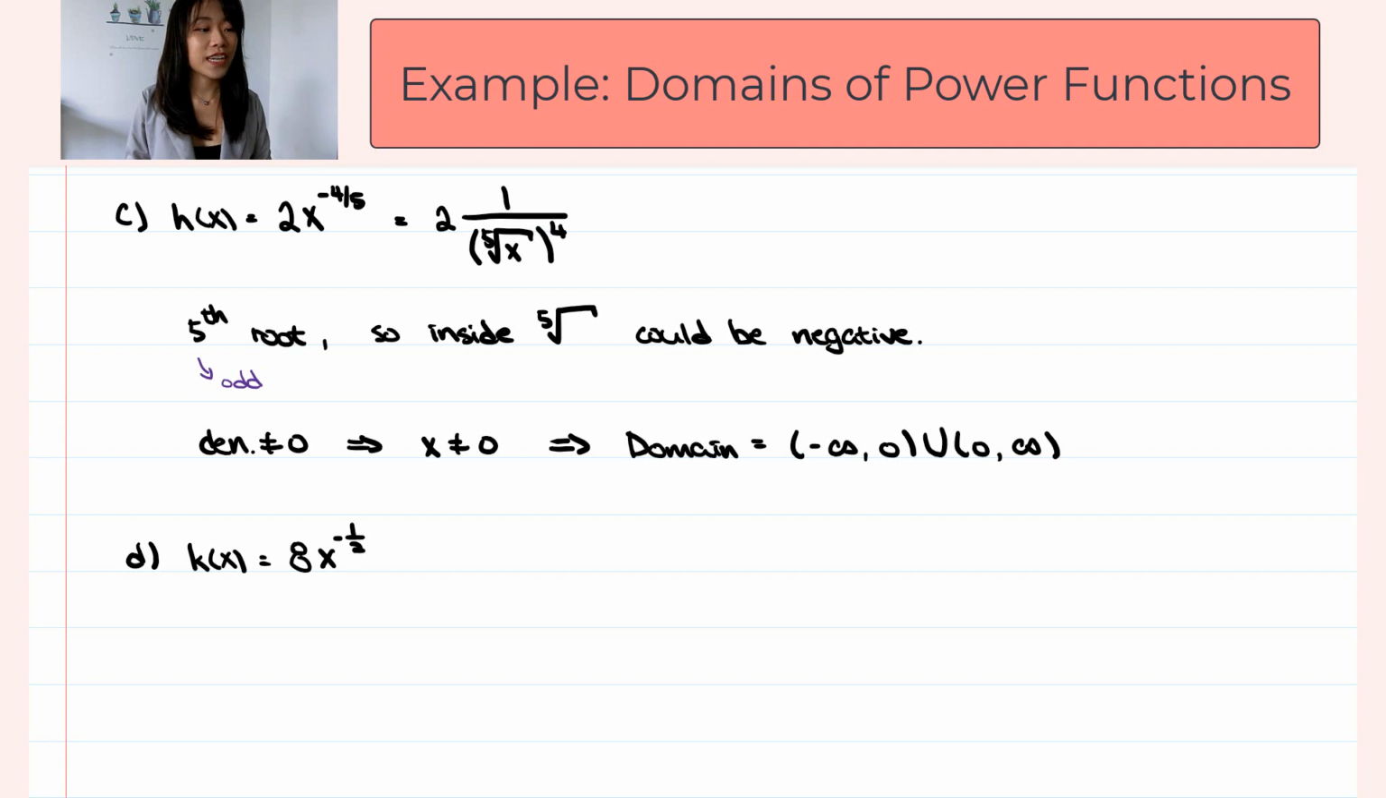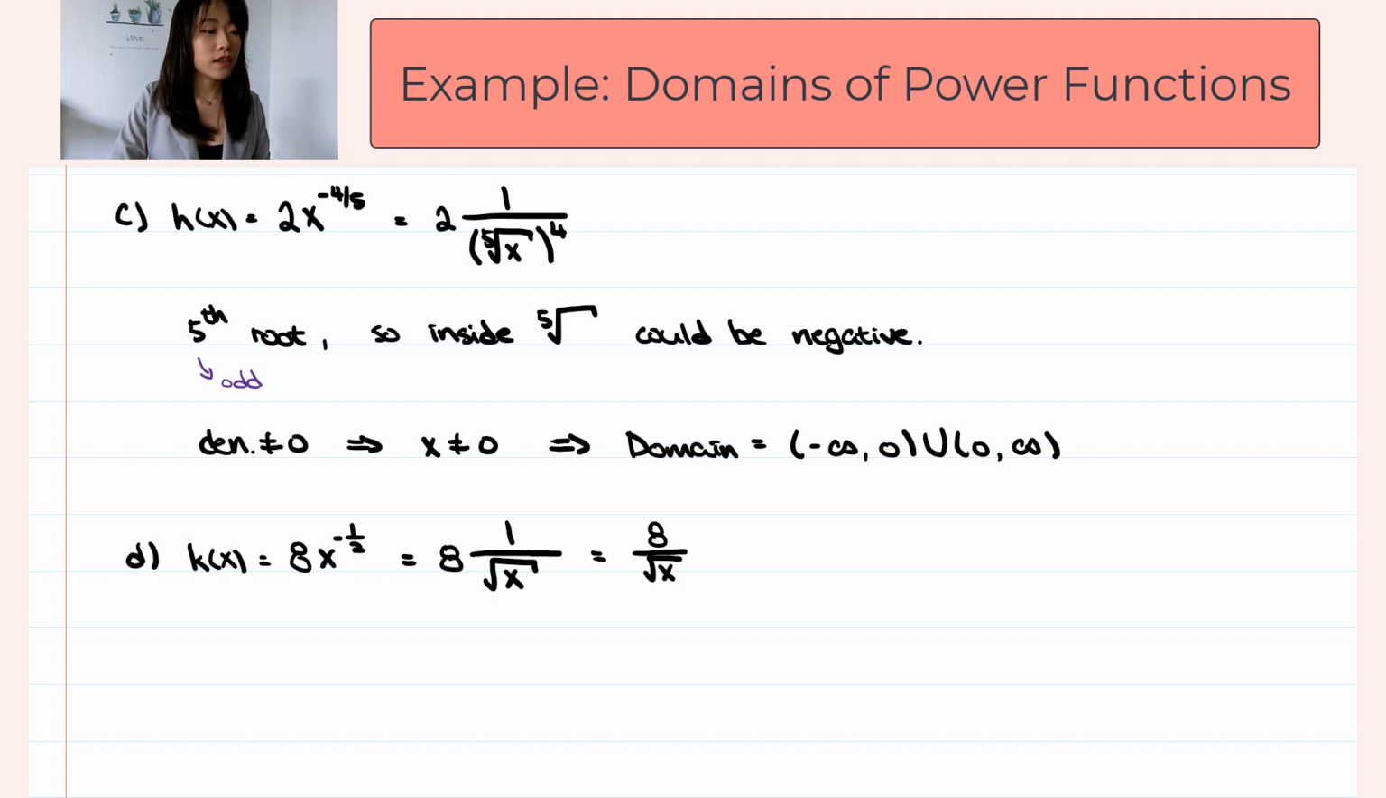And the last function, k of x. k of x equals 8 times x to the power of negative half. Let's rewrite this so that roots and the denominator are visible. The coefficient remains the same, 8. The exponent of x is negative half. We have the negative sign, so we can write that in the denominator. 1 over x to the power of half. And the exponent of half also means the square root. So we have 1 over the square root of x.